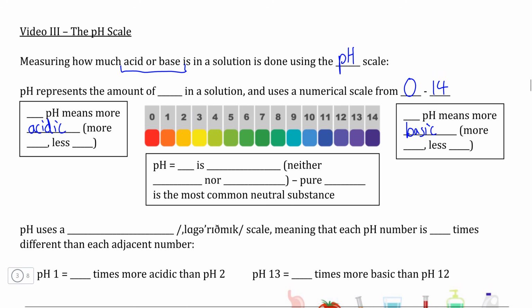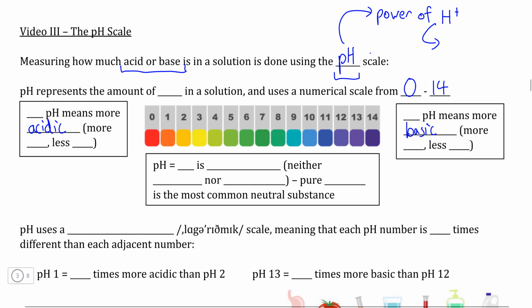Now, how this scale works, well, in order to understand how the scale works, we need to actually explain why pH is written this way. And pH is written this way because it's actually a short form for what we call power of hydrogen, or power of H+, more accurately.